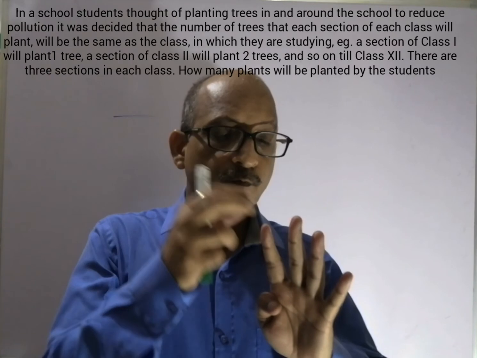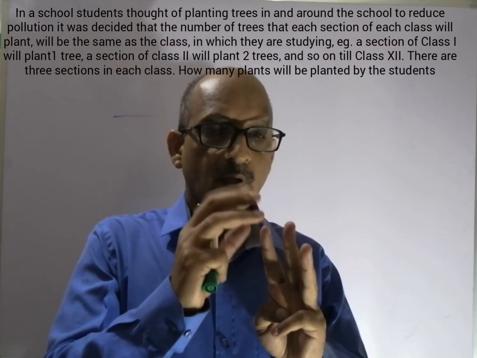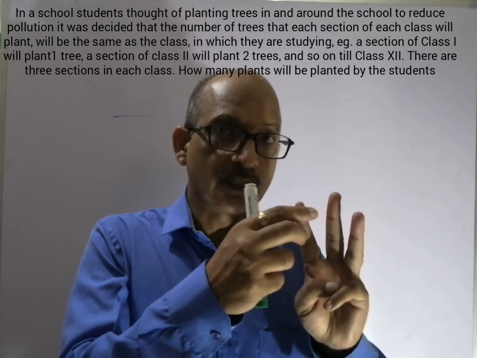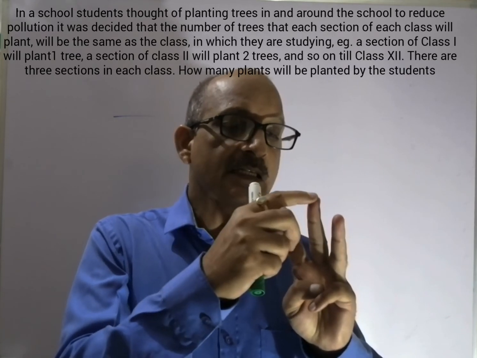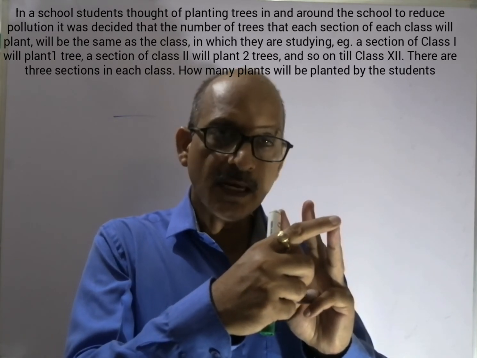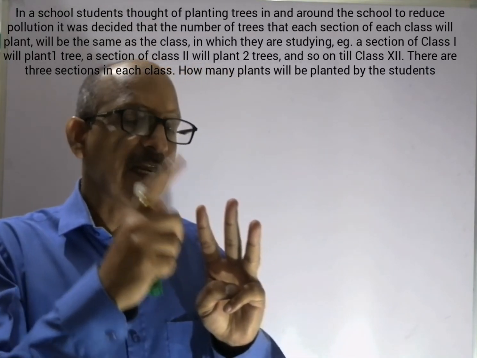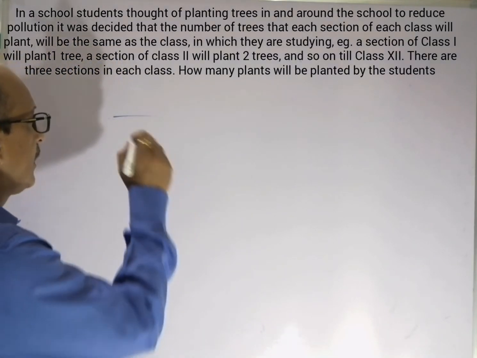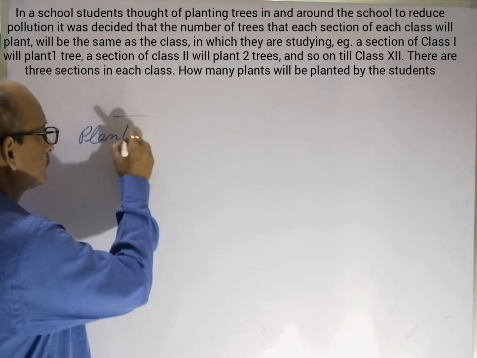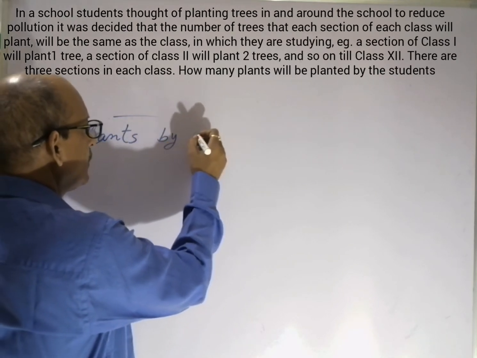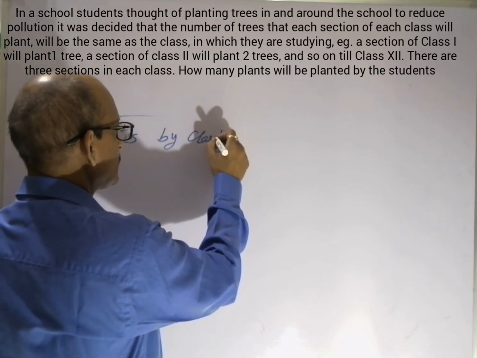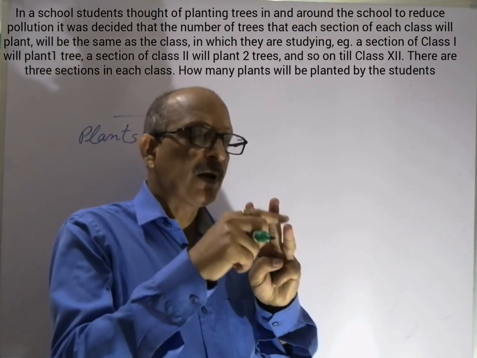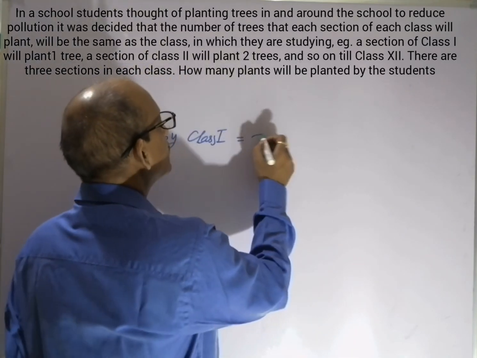Say class 4, 4th A, B, C. Section A will plant 4 trees because their standard is 4, 4 trees by section A, 4 trees by section B, 4 trees by section C. In 5th class, 5 by section A, 5 by section B, and so on. In this way, plantation will be done. Plants by class first: 3 sections are there, so 1 plant by A, 1 plant by B, 1 plant by C, that is 3 plants.